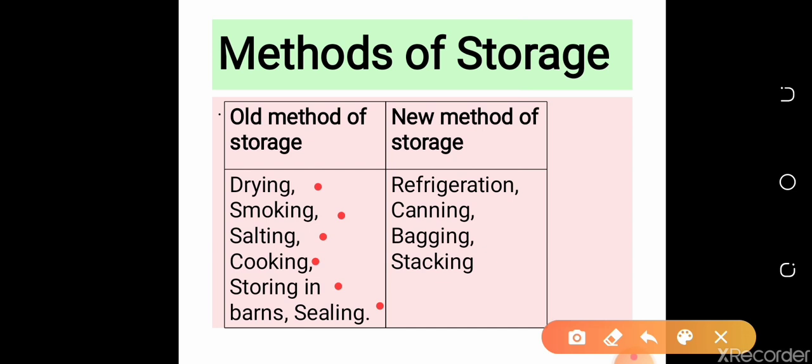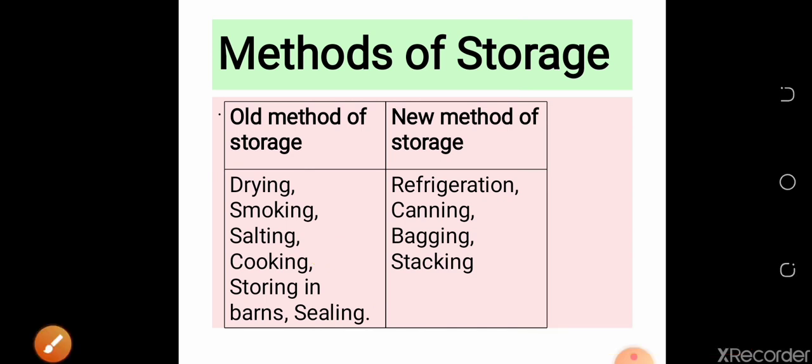Now, science has helped us to develop new methods of storing food, and these are refrigeration, canning, bagging, and stacking. In our next slide, we're going to know the meaning of these different methods of storing food.